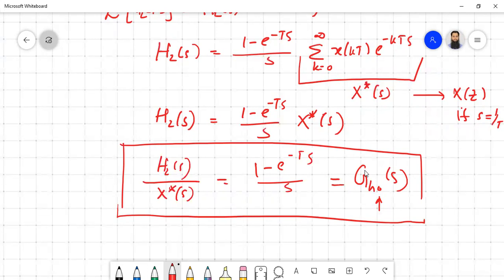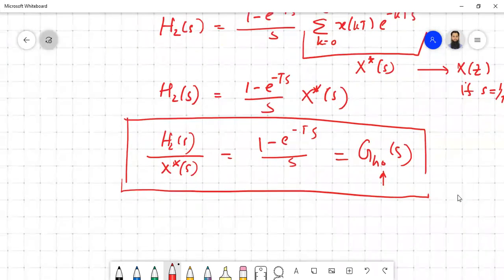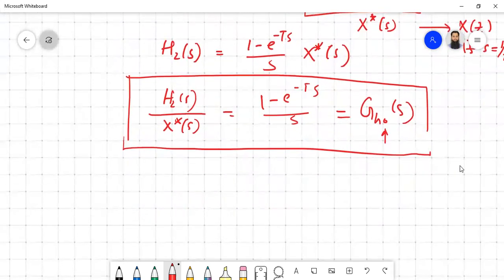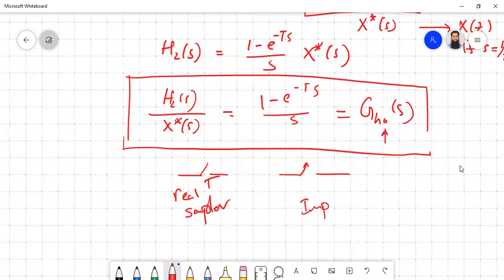Okay, so now what is our outcome, or what is our conclusion from this? First of all, a real sampler can actually be replaced by an impulse sampler. A real sampler, the arrow is not here, and this is a real sampler. And a fictitious or impulse sampler is this one with the arrow, and this is represented by T. This is your impulse sampler. And this is your delta with the arrow.